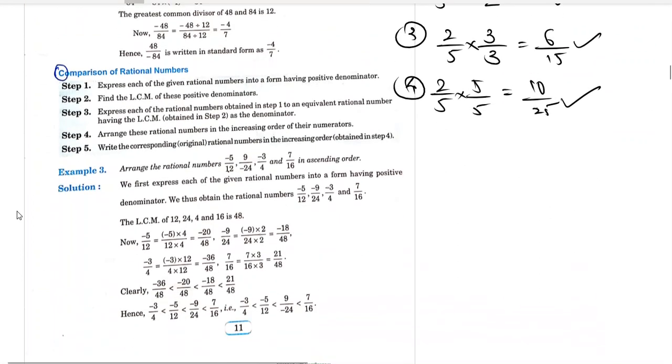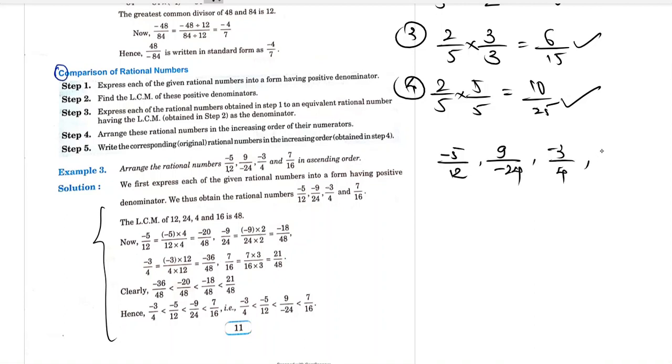What about next? Comparison of rational numbers. Let's do some comparison. Minus 5 by 12. Okay, we'll solve it and understand. No need to read all these things. It's already there in your textbook, but I'll solve and show you. 9 by minus 24, minus 3 by 4, and 7 by 16. You have to arrange these 4 rational numbers in ascending order.